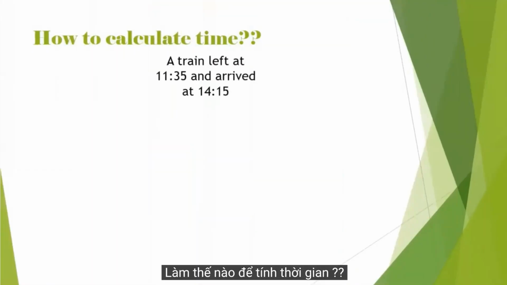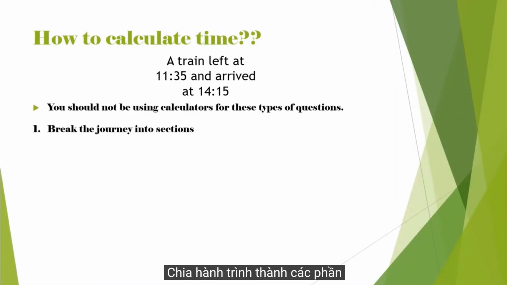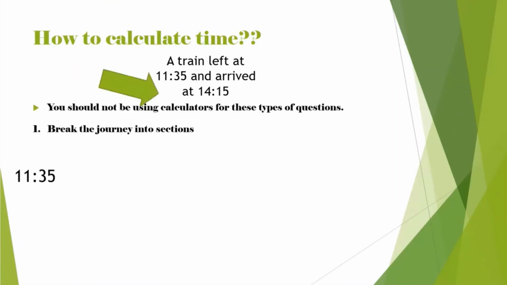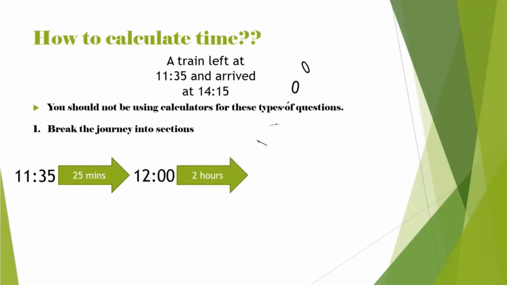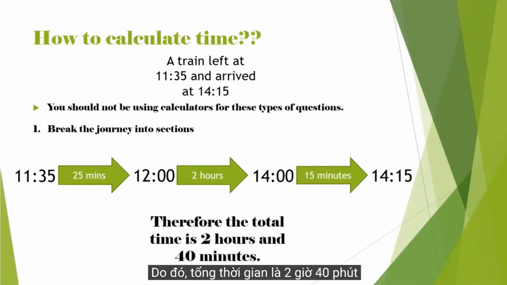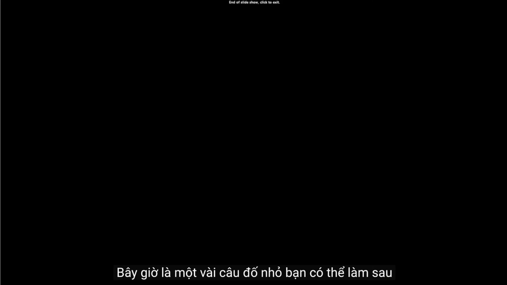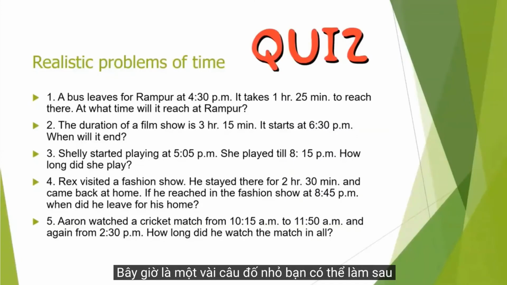So, how to calculate the time? The train left at 11:35 and arrived at 14:50. You should not be using calculators for this type of question. Break the journey into sections. Therefore, the total time is 2 hours and 40 minutes. Now here is a realistic quiz, so you can do it. Goodbye.